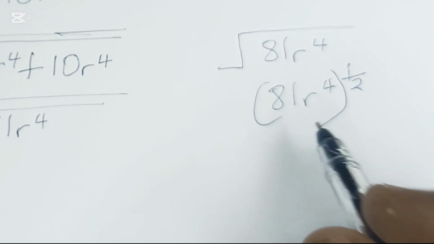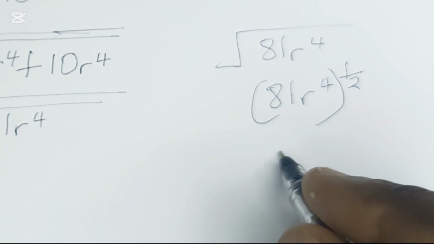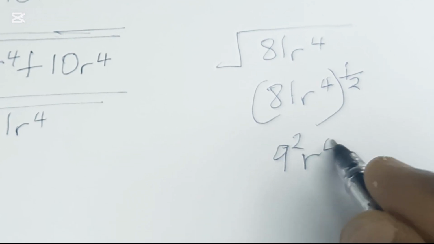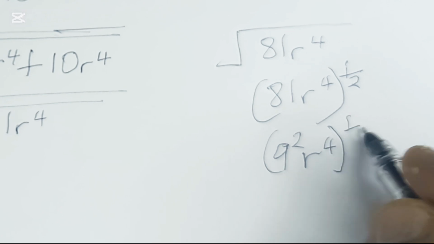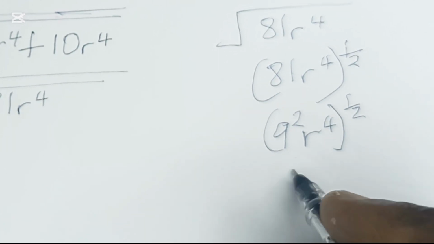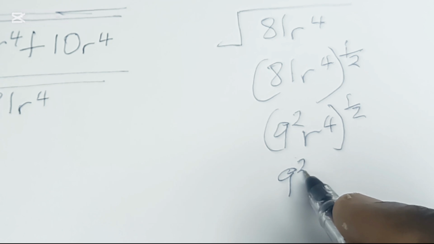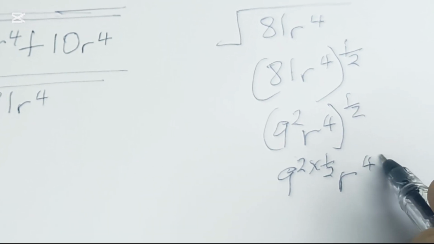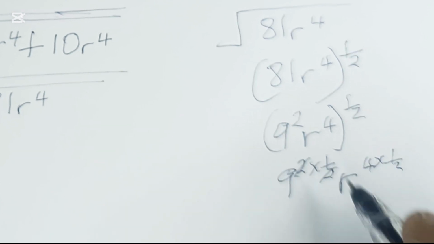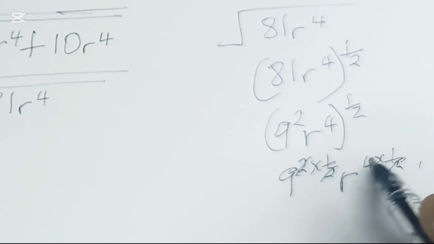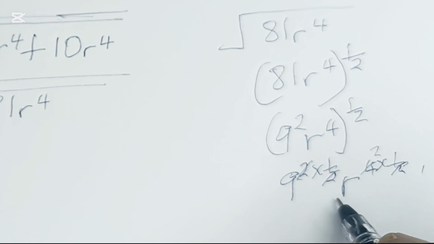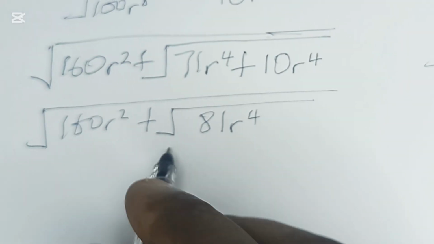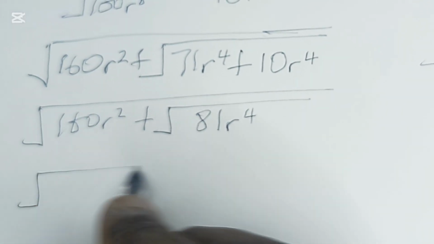This spreads on everything. So 81 can be written as 9 raised to the power of 2. This is r raised to the power of 4, all raised to the power of half. So it means we have 9 raised to the power of 2 into 1 over 2, r raised to the power of 4 into 1 over 2. This cancels this: 2 here, 1 over 2 here, 2. So we are left with 9r raised to the power of 2. So we come here.